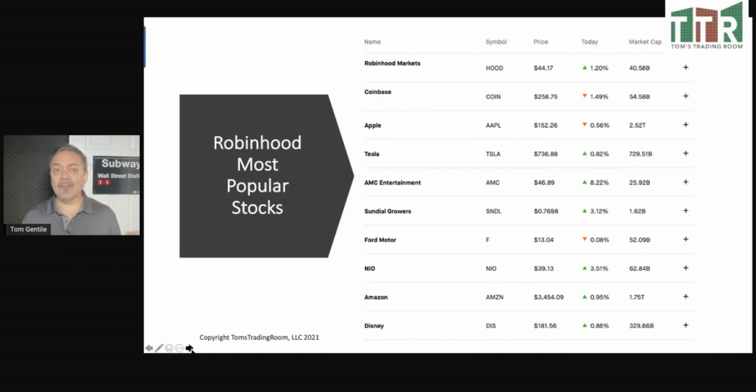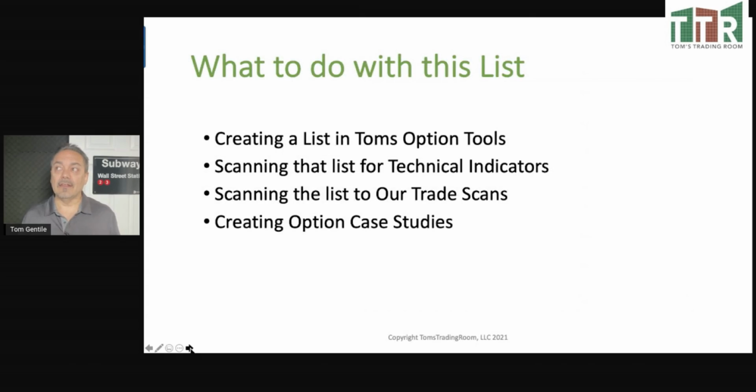Now, what I do with these is I take my software at tomsoptiontools.com. I take all 10 or as many as I want, put them into a list and save that list. There are a number of things I can do with that list. I can scan it for technical indicators, fundamental indicators, seasonal indicators. But I also want to show you the results of one of our trade scans and then how to take that and create some opportunities.